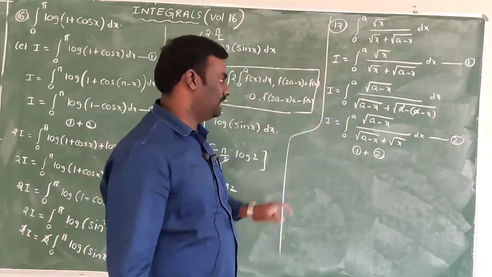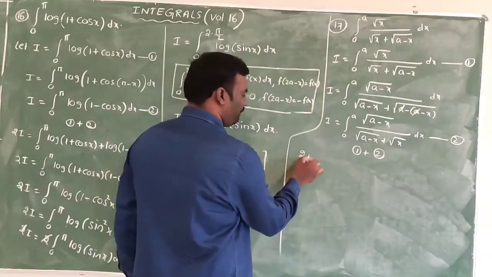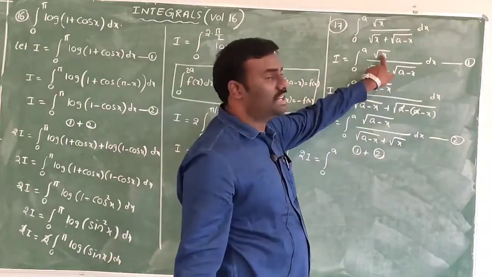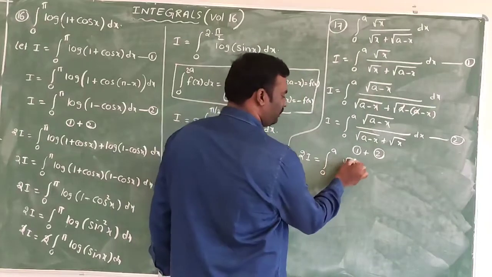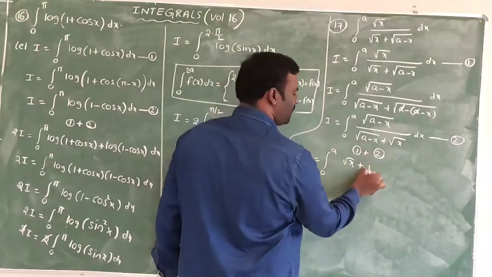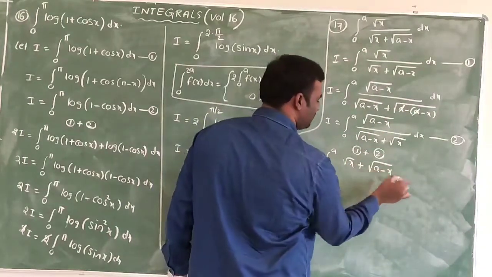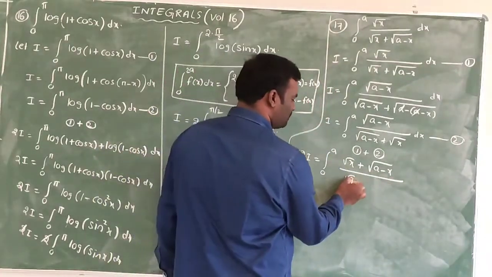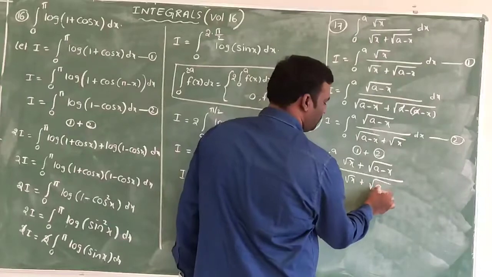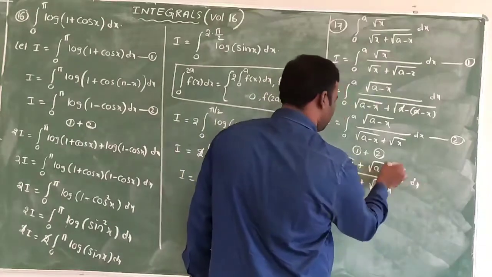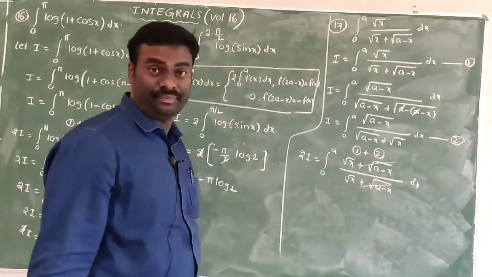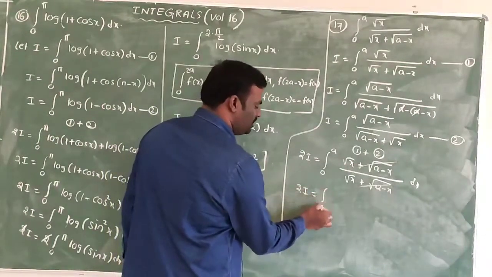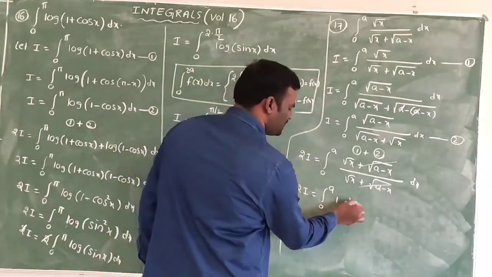Now adding 1 and 2. I plus I, that is 2I, equals the integral from 0 to a. What is the numerator here? Root x. What is the numerator here? Root of a minus x. Both have the same denominator, root x plus root of a minus x, dx. Now this and this get cancelled. Now 2I is equal to the integral from 0 to a of 1 dx.